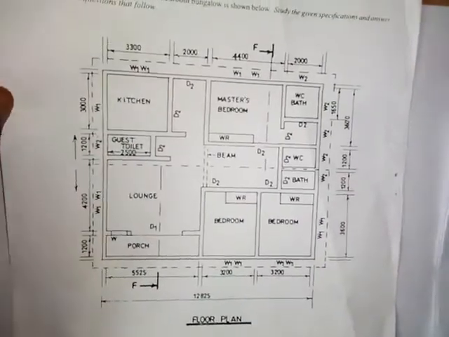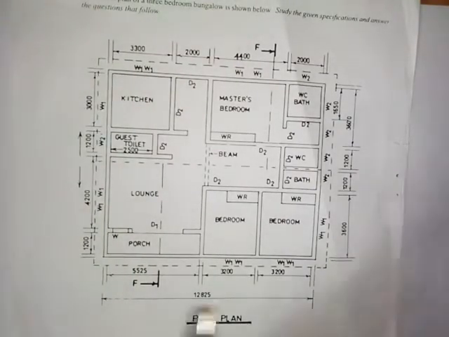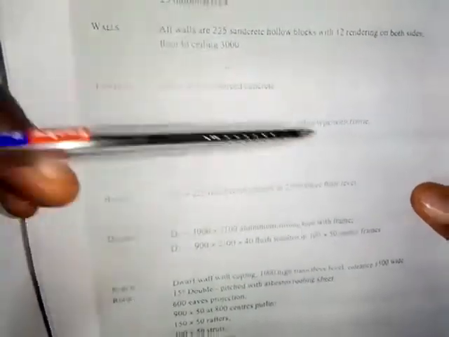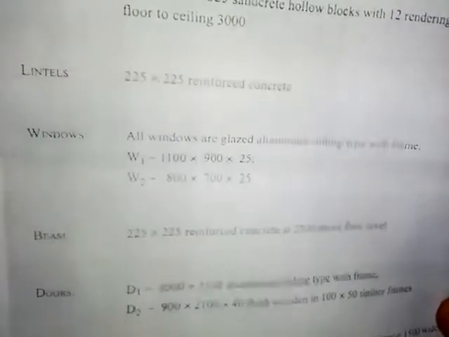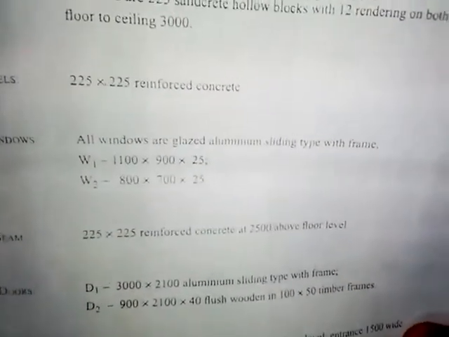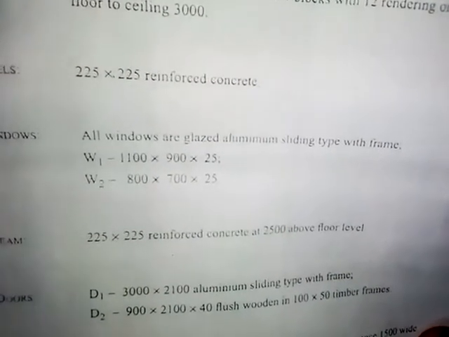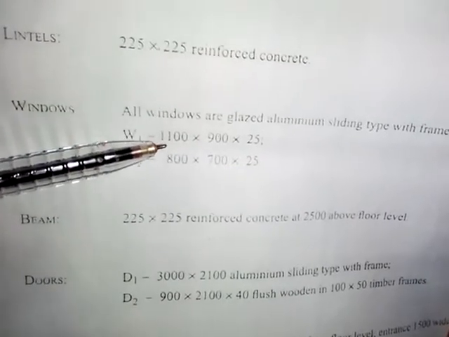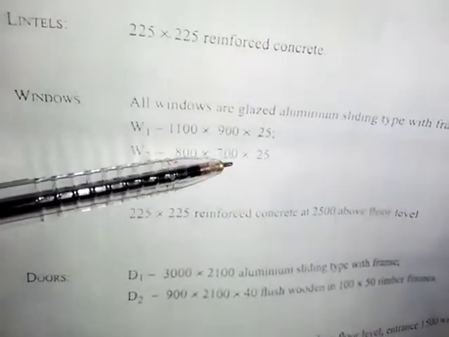Now, the first thing that I'm going to do is to position the windows. And for us to know the dimensions of the windows, we have it in the specification. As I said, we are going to make use of windows, we are going to make use of doors in the plan, and also the walls, which I've explained that you need to use to get the thickness of the wall. Now let's look at the windows. That's the first thing that I want to position in the plan. Now, as we have here, all windows are glazed aluminum sliding type with frame, and W1 is 1100 by 900 by 25, and W2 800 by 700 by 25.